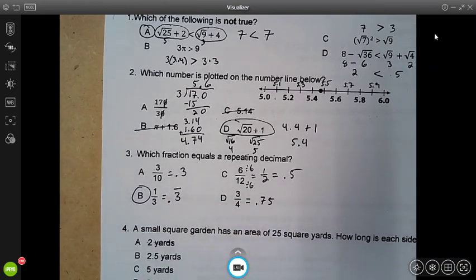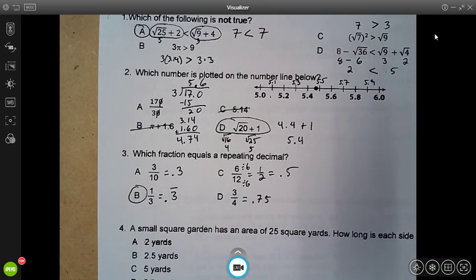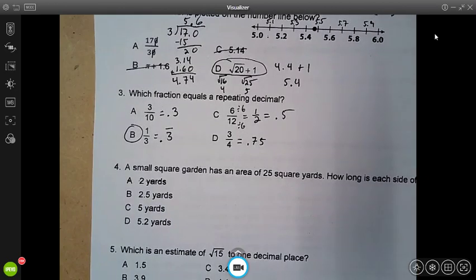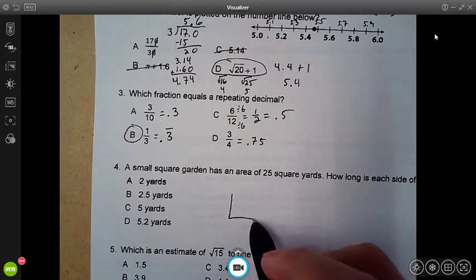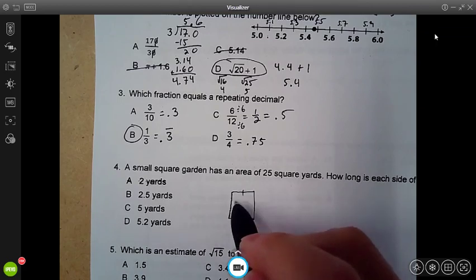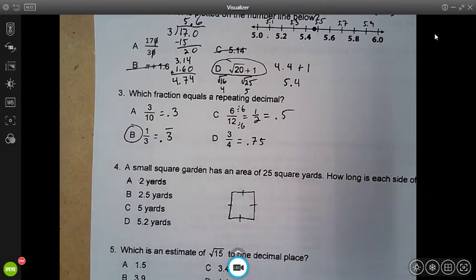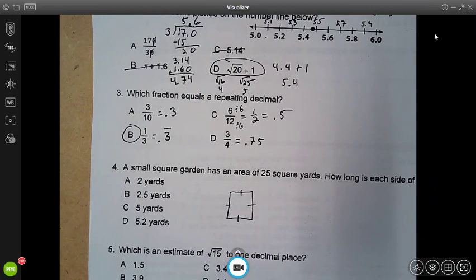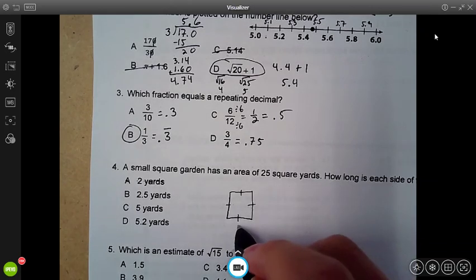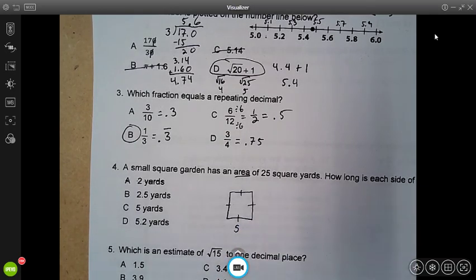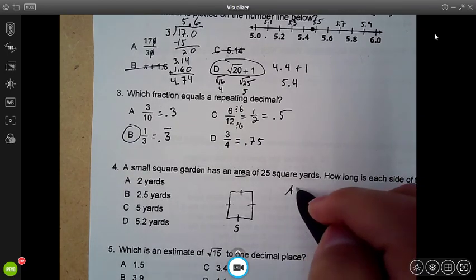All right. So for number 4, a small square garden has an area of 25 yards. So it's a square garden, so let's draw a square. All the sides are going to be the same. How long is each side of the garden? Well, for area, it's length times width. So the area should equal 25, right?